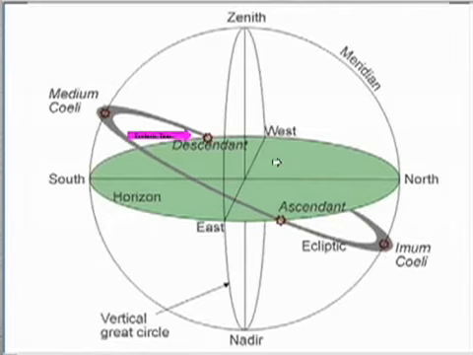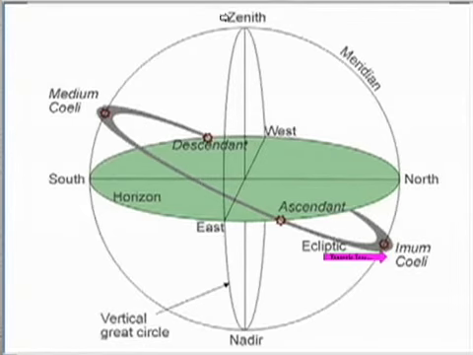Similarly, the part of the ecliptic that is at the lowest point below the horizon is called the imum coeli. And the part that's at the highest point above the horizon is called the medium coeli, the MC, or the IC. You'll see these abbreviations in certain astrological charts.